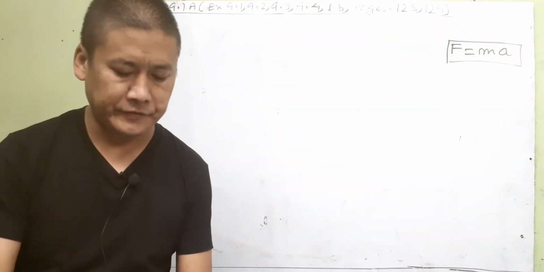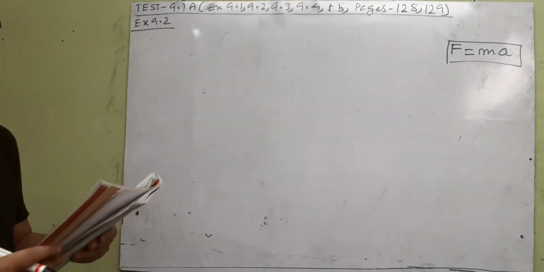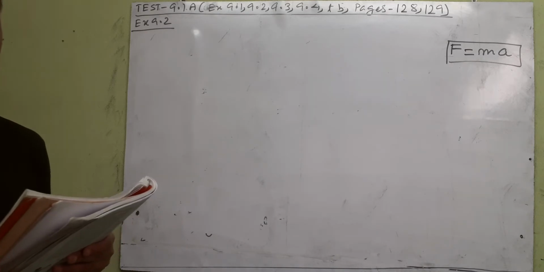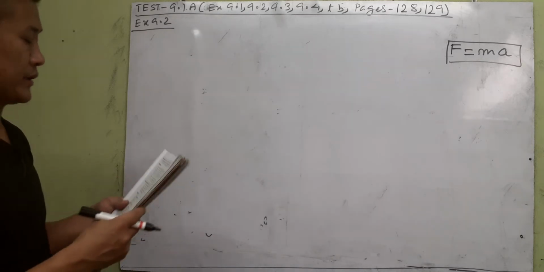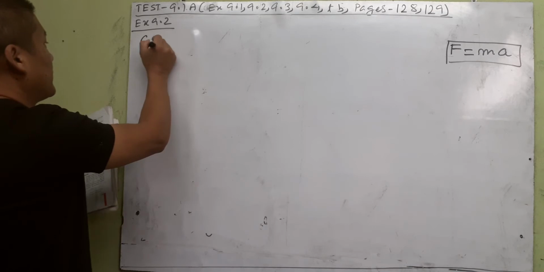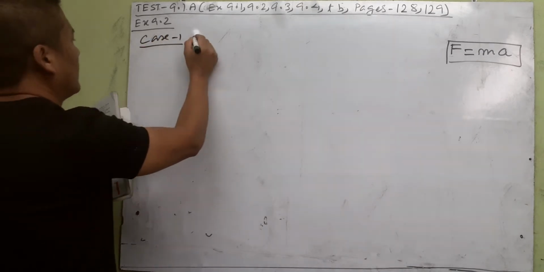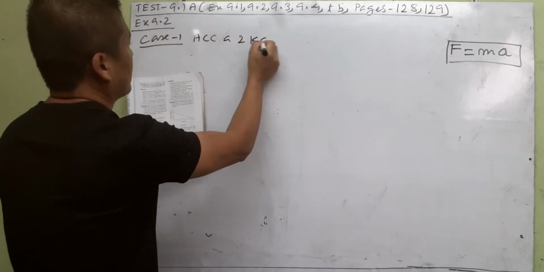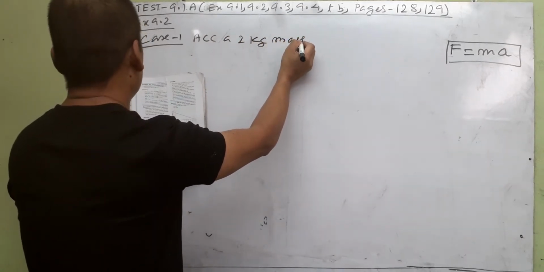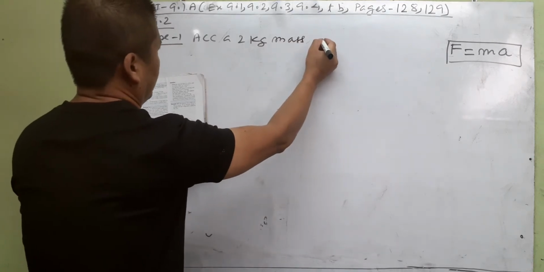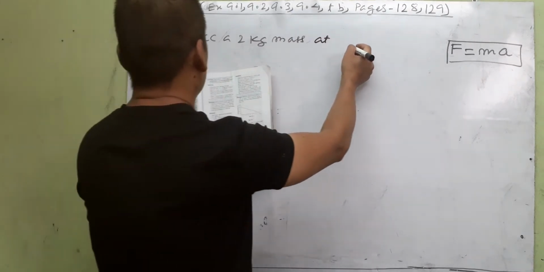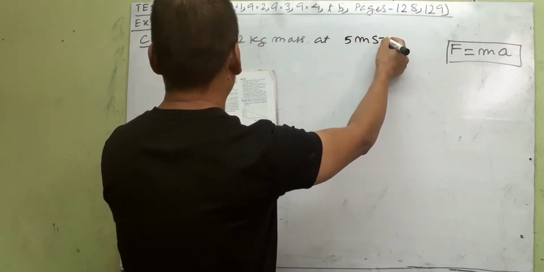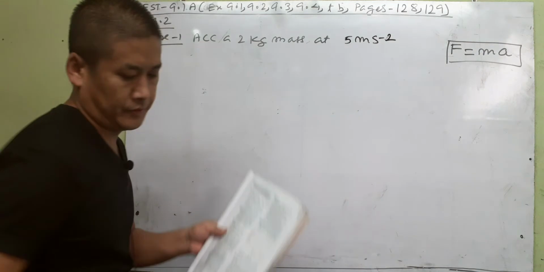Which would require greater force? Accelerating 2 kg at 5 meter per second square, or 4 kg mass at 2 meter per second square. So here there are two cases. So case 1, let us say, accelerating 2 kg mass at 5 meter per second square. So this is the acceleration.